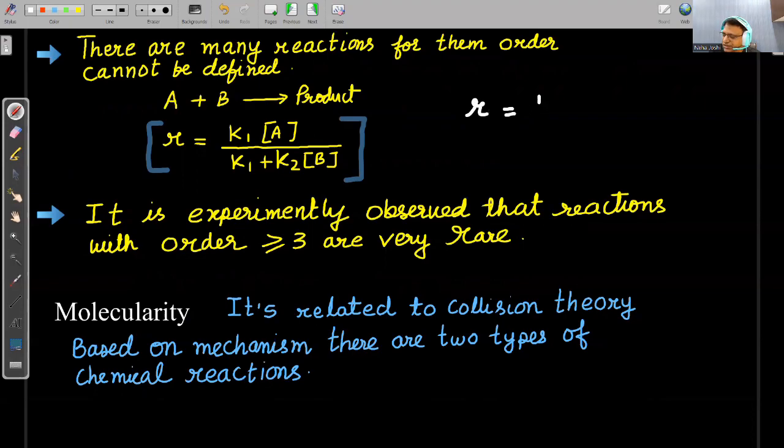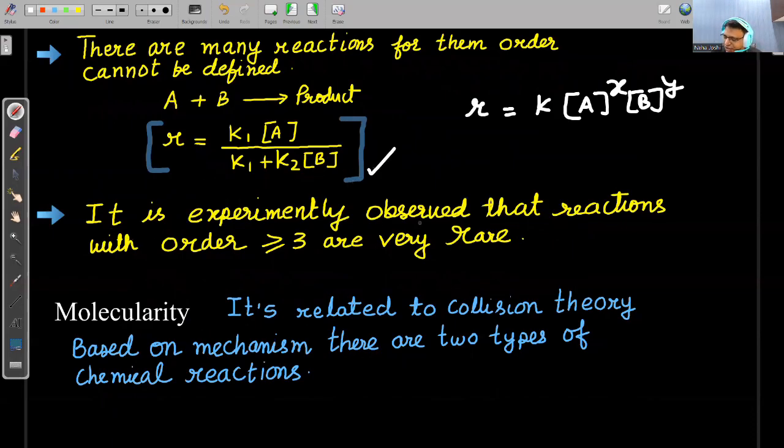Rate of reaction is equal to rate constant of reaction, concentration of A to the power x, concentration of B to the power y. If it is in this form, then we'll say order is x plus y, or order with respect to A is x, order with respect to B is y. But here, this is a complex reaction. We cannot define what is the order of the reaction. So there are many reactions for which order is meaningless.